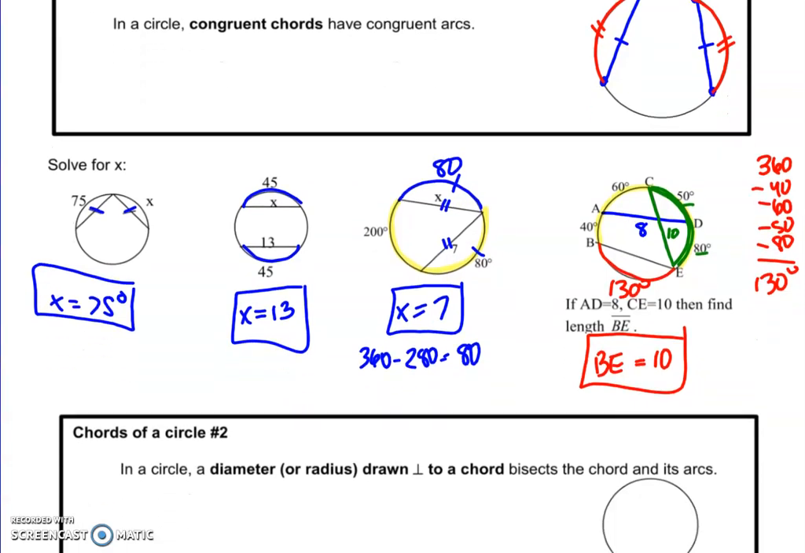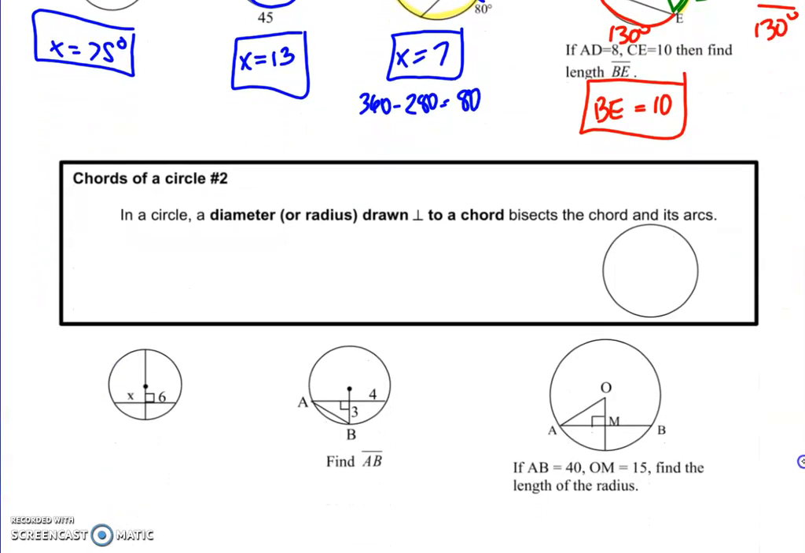Now, a follow-up to this: in a circle, a diameter or radius drawn perpendicular to a chord bisects the chord and its arcs. So it sounds more complicated than it is. Let's draw in a diameter. And then up towards the top, let's draw a chord that goes across so it's perpendicular.